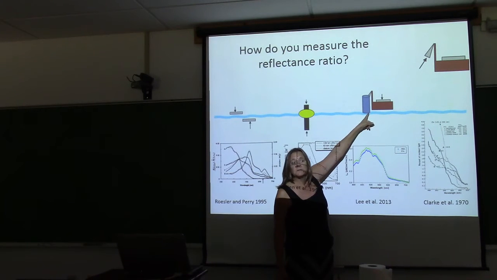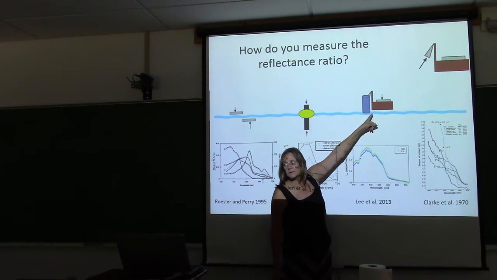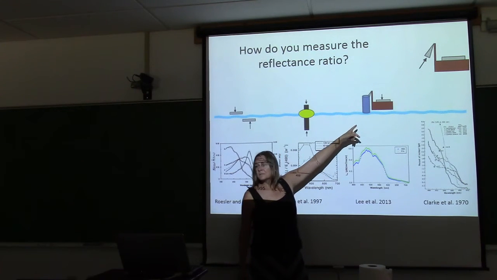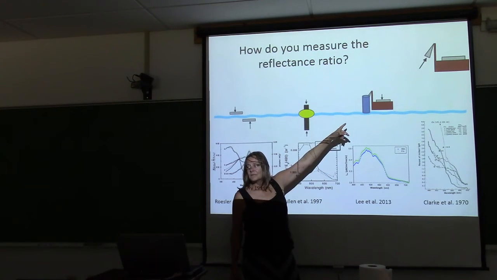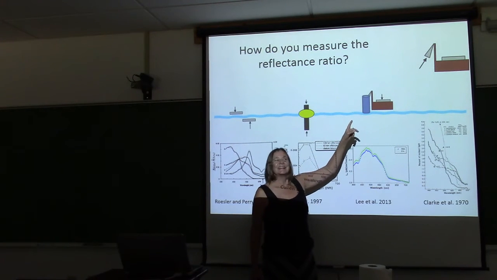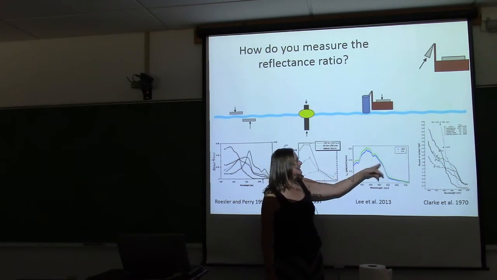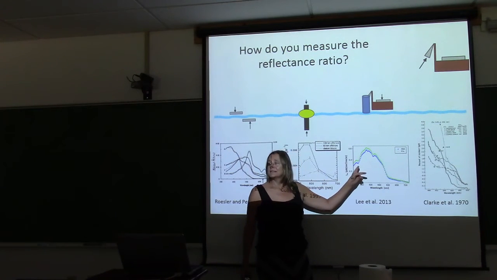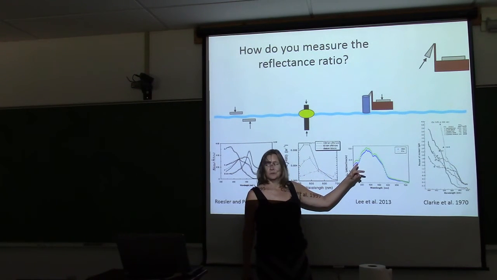And what was this mode? How'd you guys do this one? Well, it's got this cone over it. Well, that's a Lee method. That's the Lee method, right? Okay, so here's an example of an upward radiance spectrum with and without the cone, removing the surface reflection.